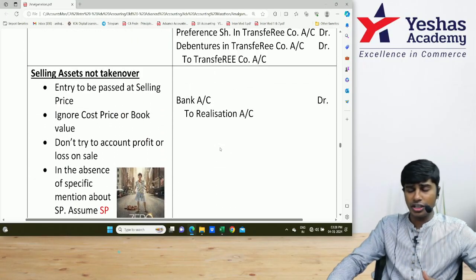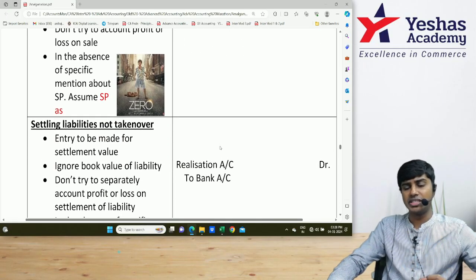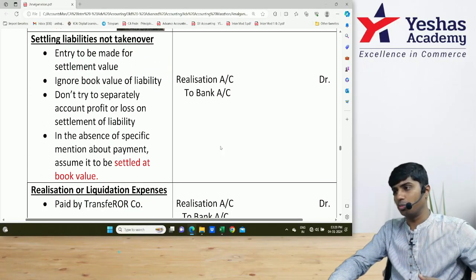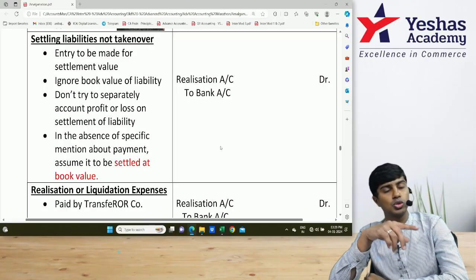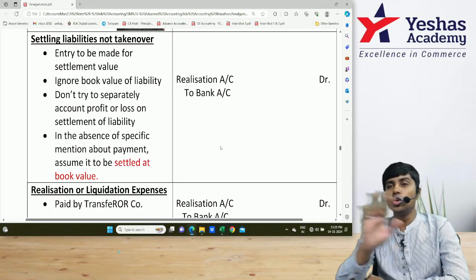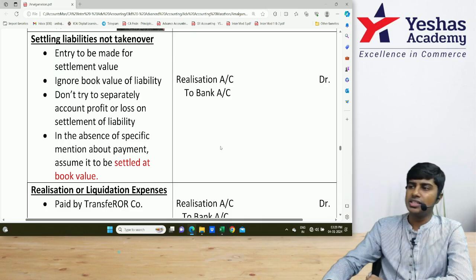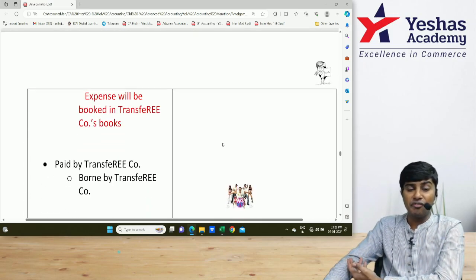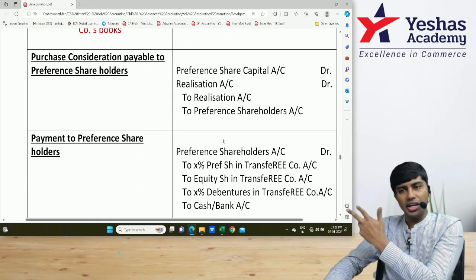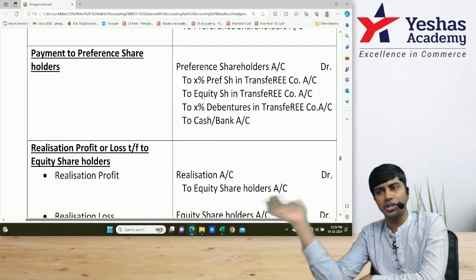If any assets are not taken over, we will sell the assets, bank to realization. If any liabilities are not taken over, we'll settle the liabilities, realization to bank. This entry, bank to realization and realization to bank, for assets not taken over and sold, and for liabilities not taken over and settled, will be passed at the value at which we settle. Don't worry about profit or loss, it will automatically get adjusted in the realization account. Once this is done, settle our equity and preference shareholders accounts. Transfer preference share capital to preference shareholder, and any difference will go to realization. Then pay preference shareholders, debit and give them whatever needs to be given.